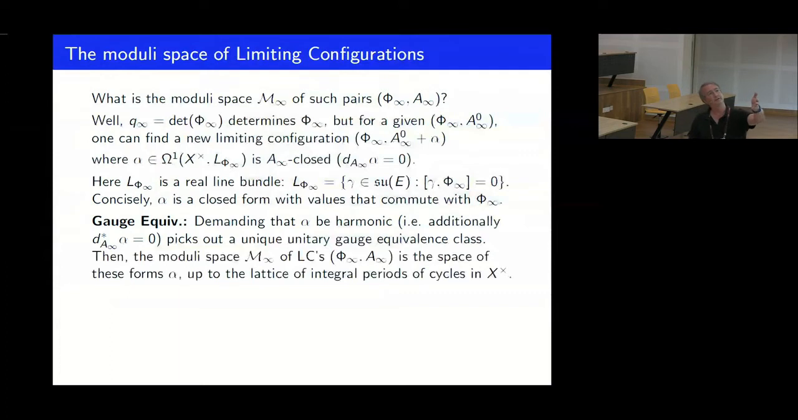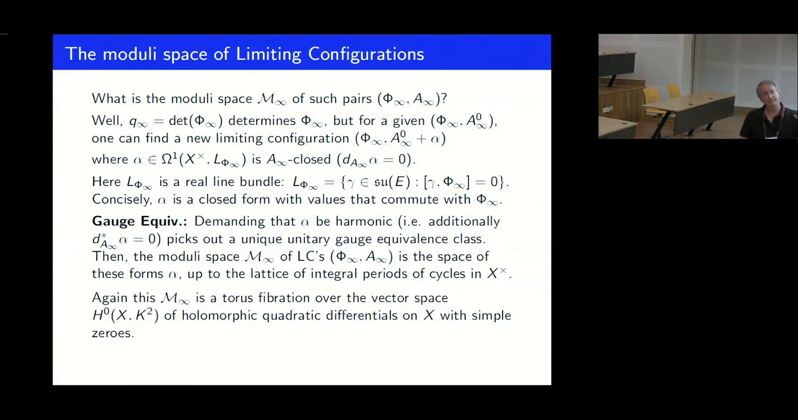So then the moduli space of these limiting configurations is in the space of these harmonic forms with values in this line bundle I've only just briefly exposed you to, up to some lattice of integral periods. I'm going to get some sort of torus out of this. Okay.